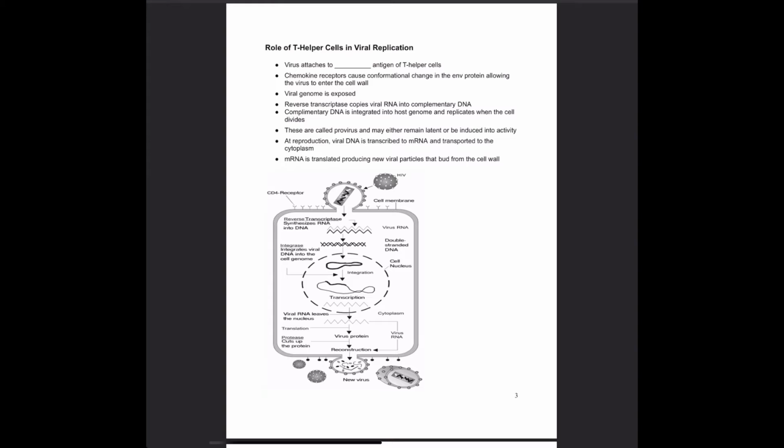Reverse transcriptase copies viral RNA into complementary DNA, and complementary DNA is integrated into the host genome and replicates when the cell divides. These are called provirus, and they can remain latent or be induced into activity. At reproduction, viral DNA is transcribed into messenger RNA and transported to the cytoplasm. Messenger RNA is translated, producing new viral particles that bud from the cell wall.